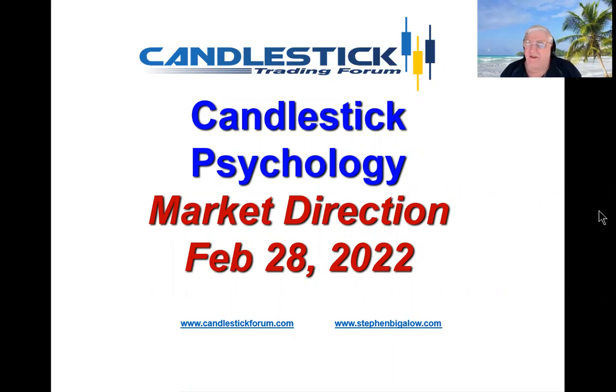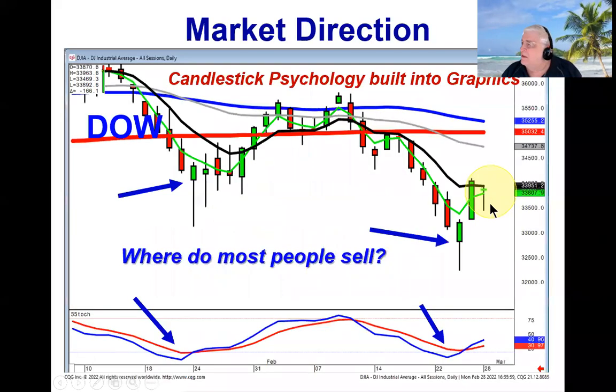We can get a strong assessment or evaluation of the direction of a market based upon the candlestick psychology that we can attribute to what makes the candlestick signals. The Japanese rice traders have the candlestick psychology already built into the graphics. And we can see it much more plainly when we just use the simple logic the Japanese rice traders would use. Where do most people sell?